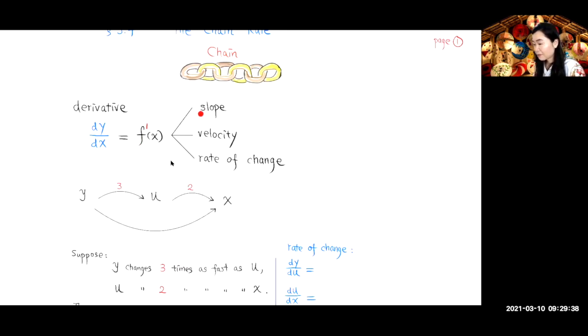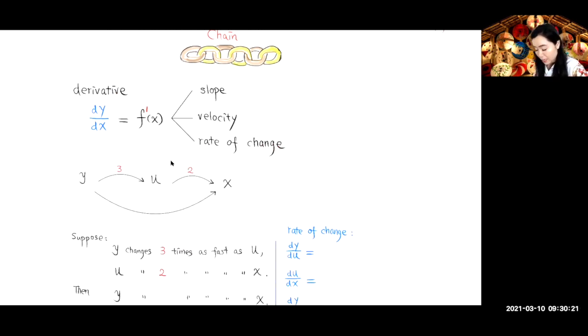Remember duality for a graph, you can think about it as the slope of the graph. And if the function f is a position function, then f prime of x is the velocity function, and the duality represents any rate of change. So we think about duality as rate of change. For example, velocity is the rate of change of the position with respect to time.